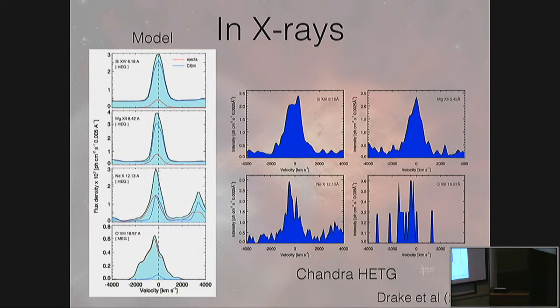explosion, and so oxygen is more easily absorbed than the other lines at shorter wavelengths, and so essentially the red-shifted part to the Chandra data, which enables us to constrain things like the ejecta mass and the explosion energy.